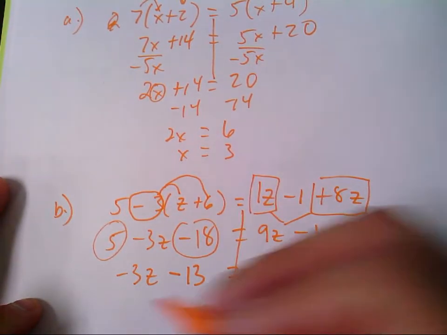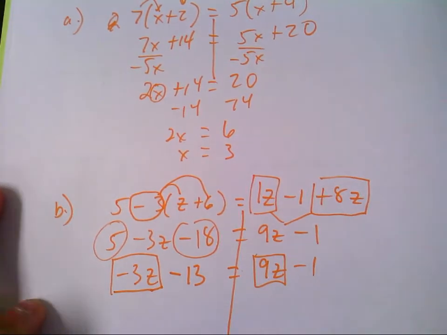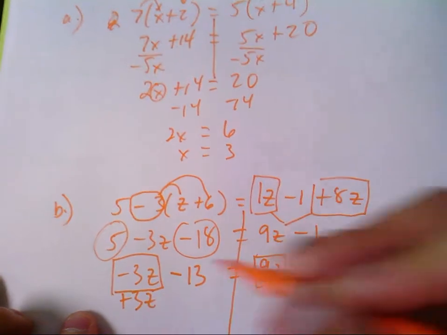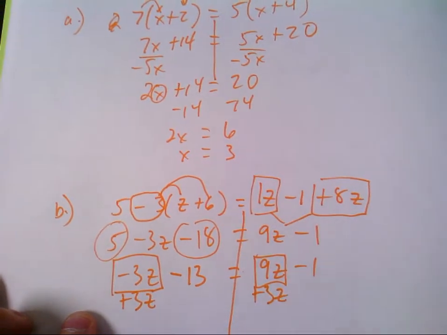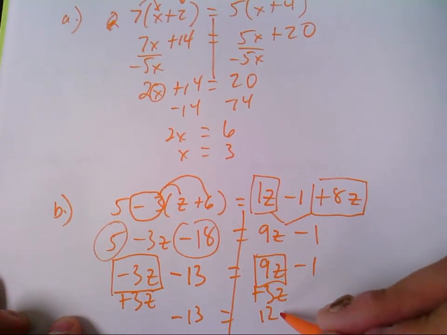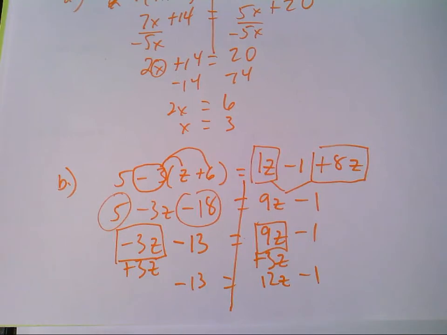All right, so now we're going to do the variables on the same side. So I got a negative 3z over here, and I got a 9z over here. Where we talked about taking the smaller one. So I'm going to add 3z to both sides. So on the left side, I have negative 13. On the right side, I got 12z minus 1. Okay, so I had to add that 3z.